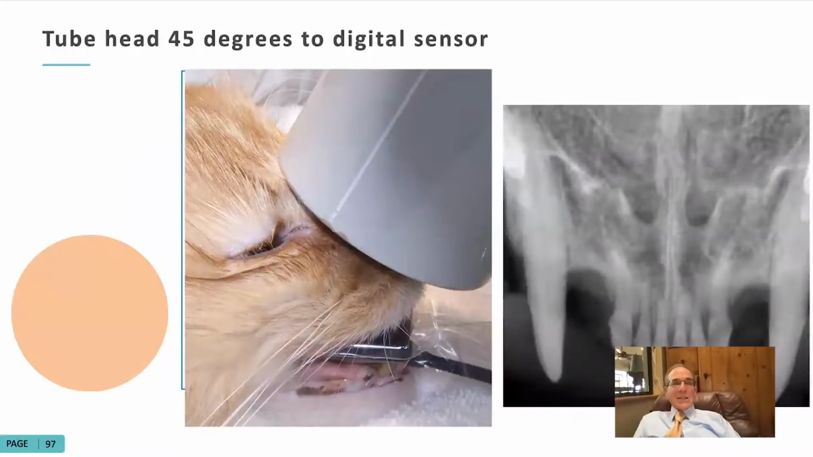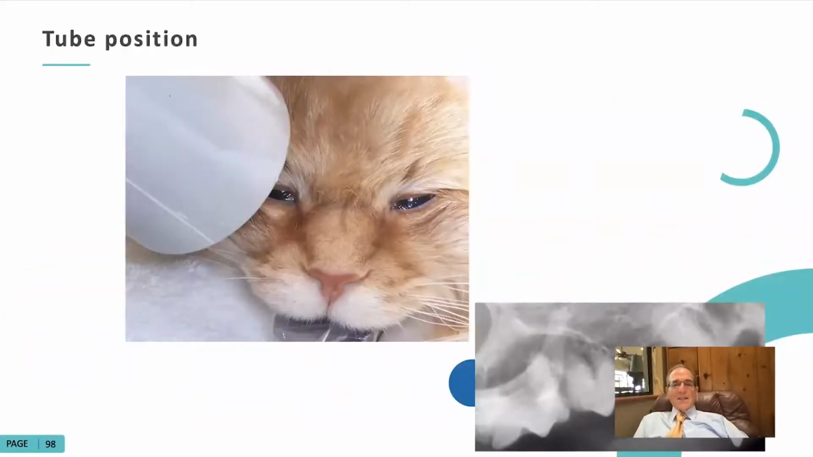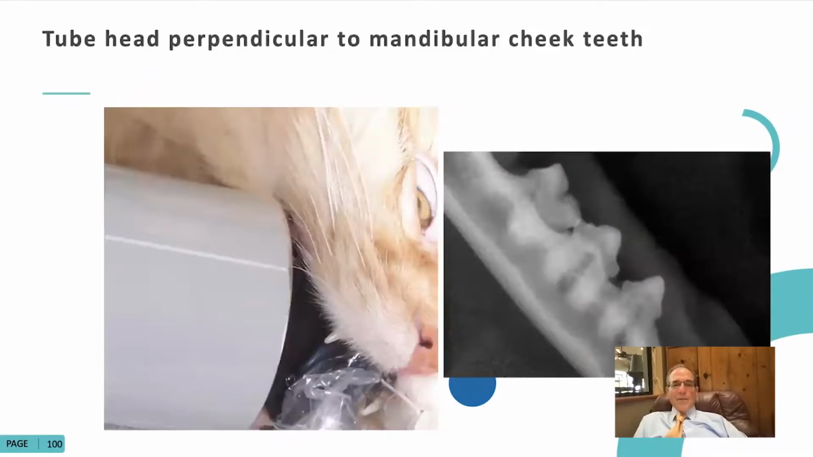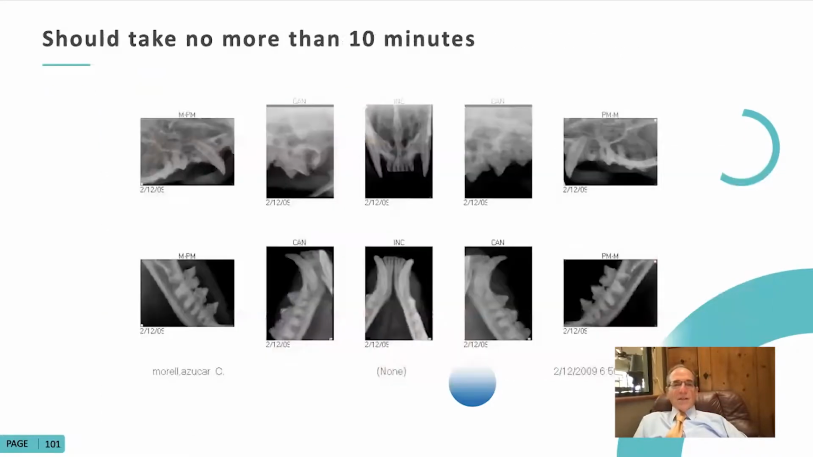And there's certainly a learning curve with radiology, but it isn't all that hard if you understand that from most places you do a bisecting angle technique, which is kind of like a 45-degree angle to see the teeth. This is the cheek teeth. In the mandibles, you can use a parallel technique where you place the sensor in the gully and then go perpendicular to that with the tube head. But everywhere else, it's 45 degrees.